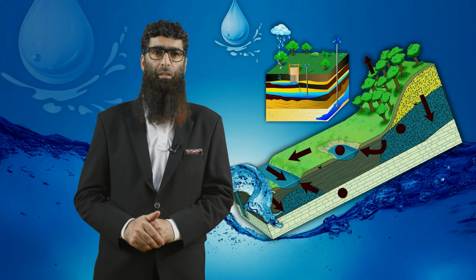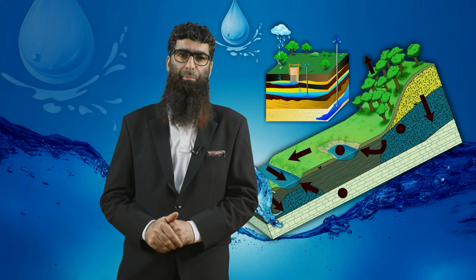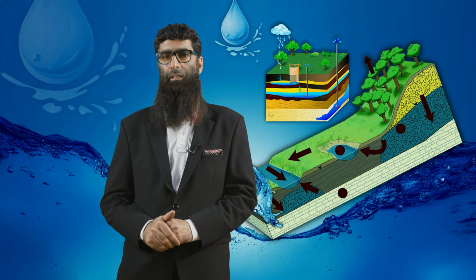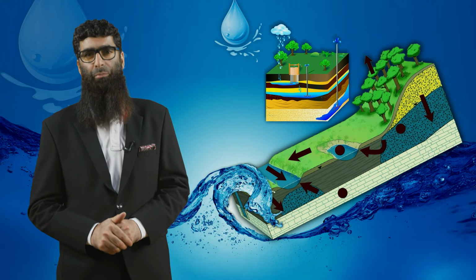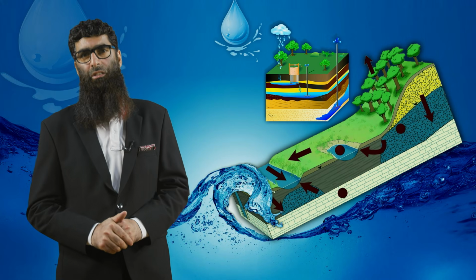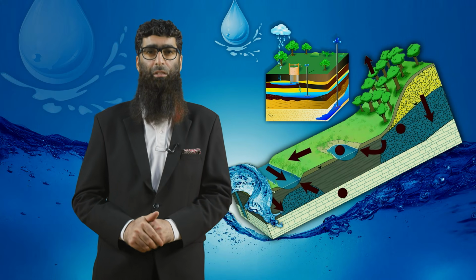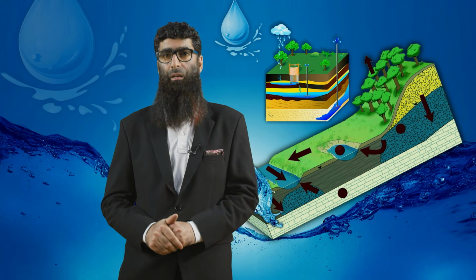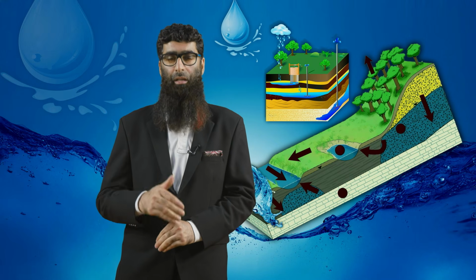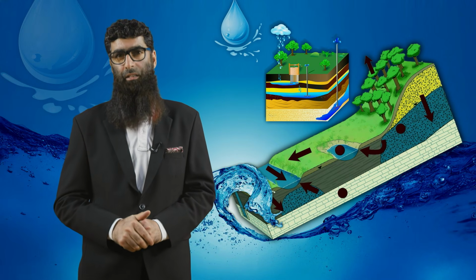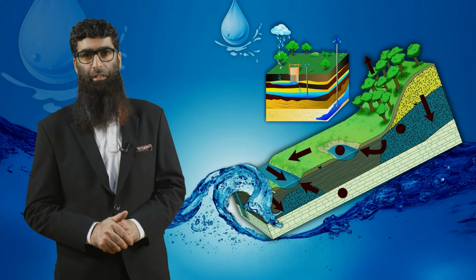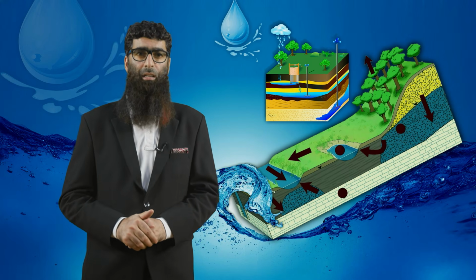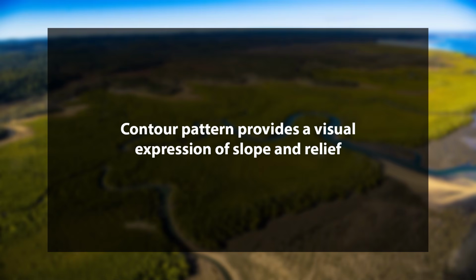For example, if the basin relief is 1500 meters and the drainage density is 1, that means 1.5 × 1 = 1.5. This indicates a high degree of ruggedness, which is typical of mountainous areas like the Himalayas or deeply incised plateau regions. Similarly, contour pattern provides a visual expression of slope and relief.